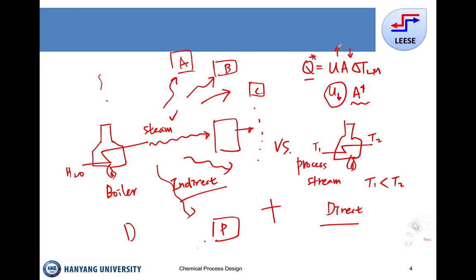So the better heat transfer will be good in terms of saving heat exchanger area. Smaller heat exchanger area means less capital cost, a small investment on the capital cost for the heat exchanger. So a high heat transfer coefficient, given here as an overall heat transfer coefficient, means we have a small capital investment related to heat exchanger area.